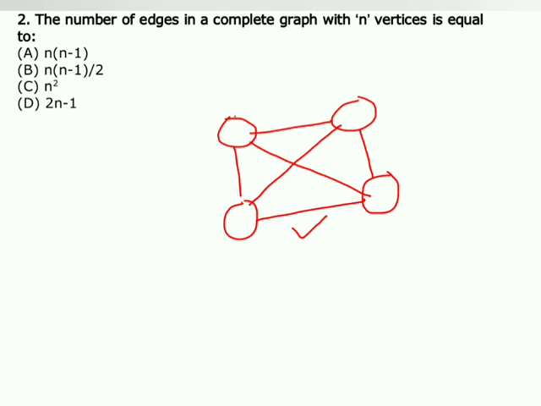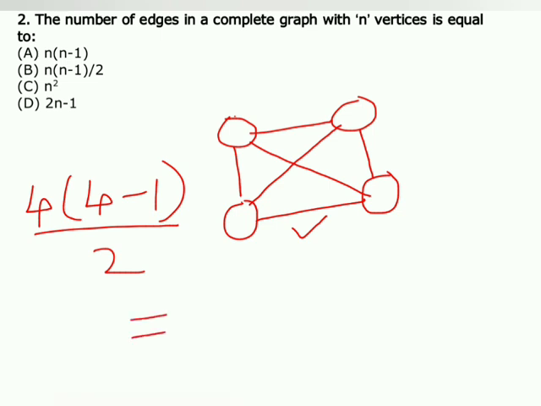We know that there are 4 vertices here. Let us substitute this in the formula: 4 into 4 minus 1 by 2. So 4 into 3 by 2, that is 12 by 2, which means the answer is 6. So the number of edges in the complete graph is 6. We have 6 edges connecting the 4 vertices: 1, 2, 3, 4, 5, 6. So option B is the correct one.